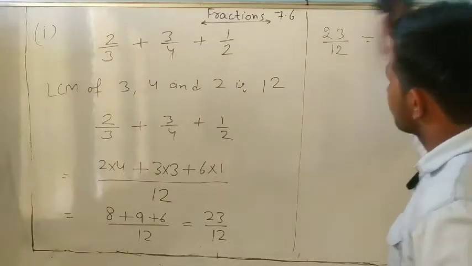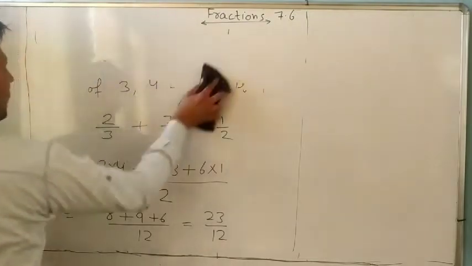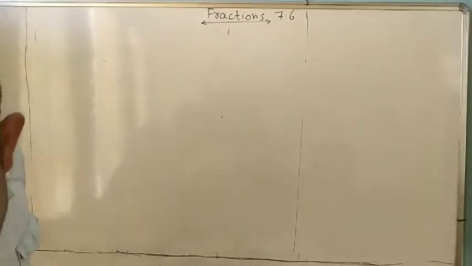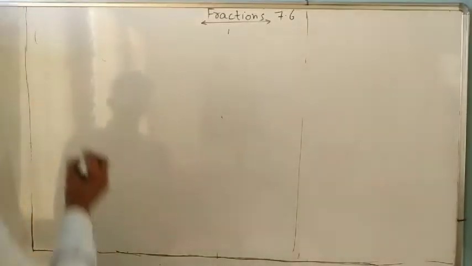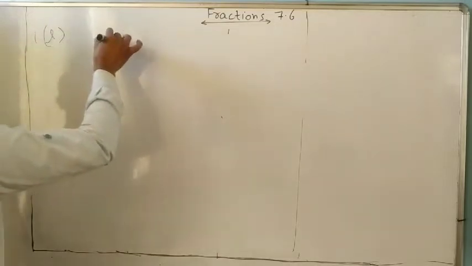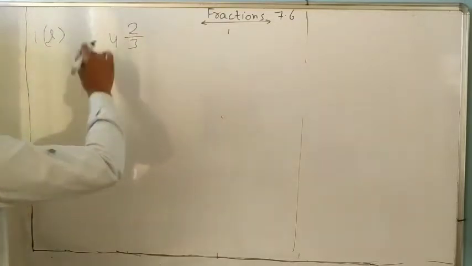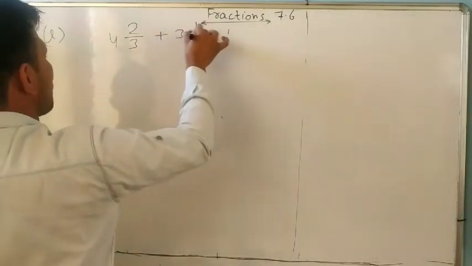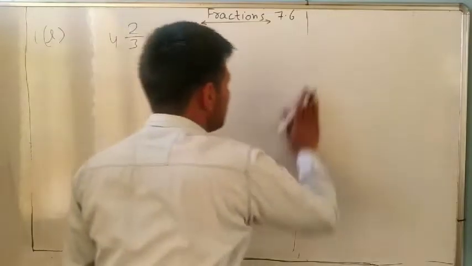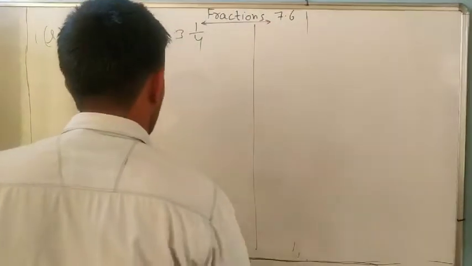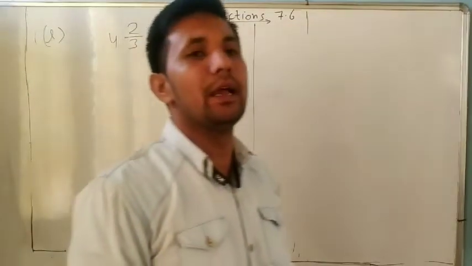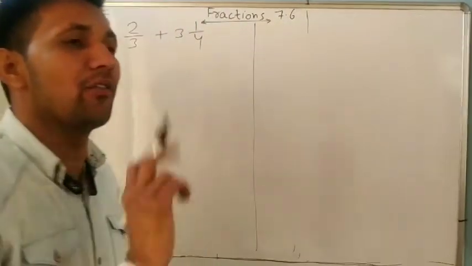Next is one more part, part number L. So 4 and 2 by 3 plus 3 and 1 by 4. We can do this question by two methods. First we will solve it as a mixed fraction, converting to an improper fraction.